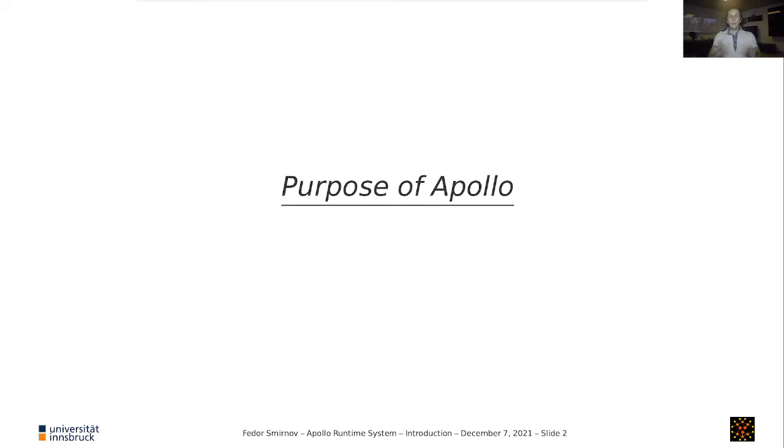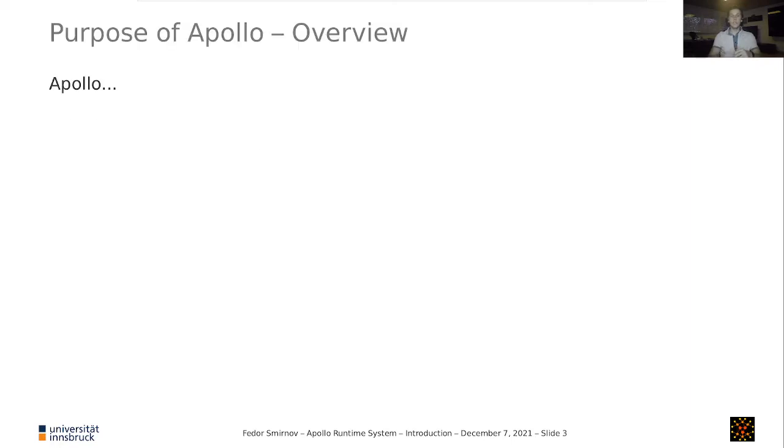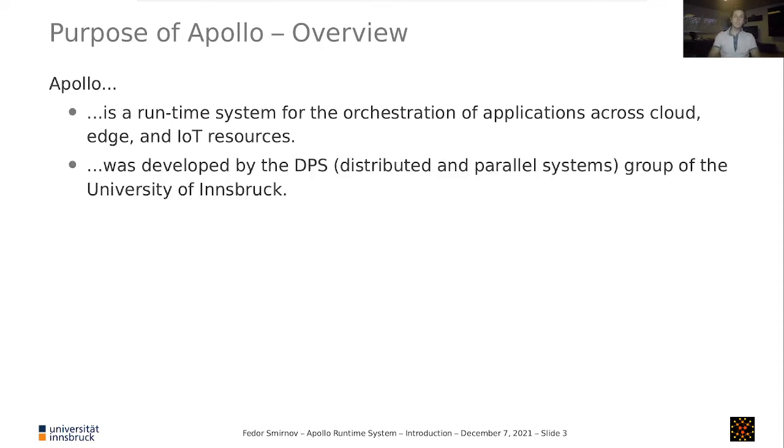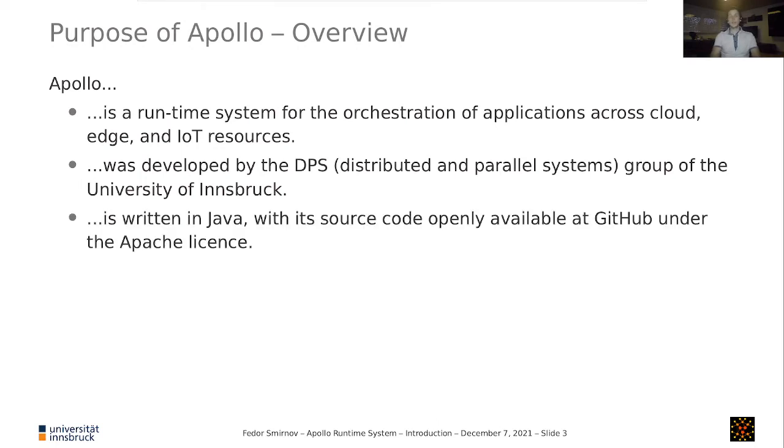Now, here we will have a rather more simple description of what Apollo is doing. So essentially, Apollo is a runtime system used for the orchestration of applications across cloud, edge, and IoT resources. It is a system which was developed at the University of Innsbruck by the Distributed and Parallel Systems group there. It is written more or less completely in Java, and it's completely open source. So it is completely available on GitHub, and you can see any details of what it's doing.